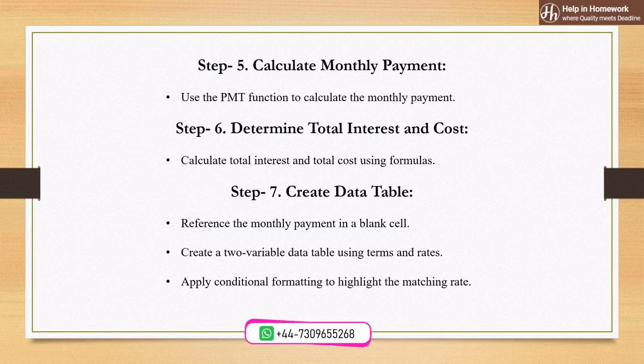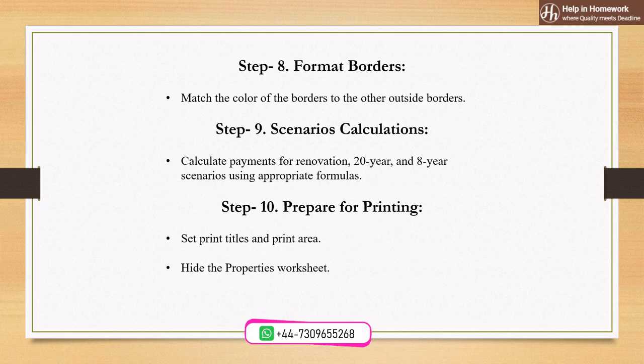Step 7. Create data table. Reference the monthly payment in a blank cell. Create a two-variable data table using terms and rates. Apply conditional formatting to highlight the matching rate. Step 8. Format borders. Match the color of the borders to the other outside borders.